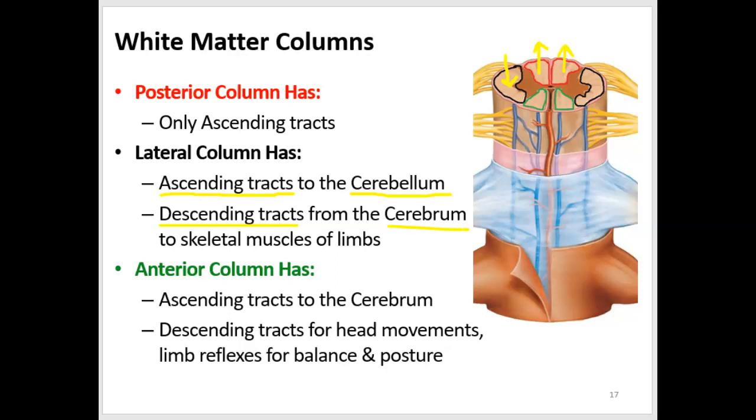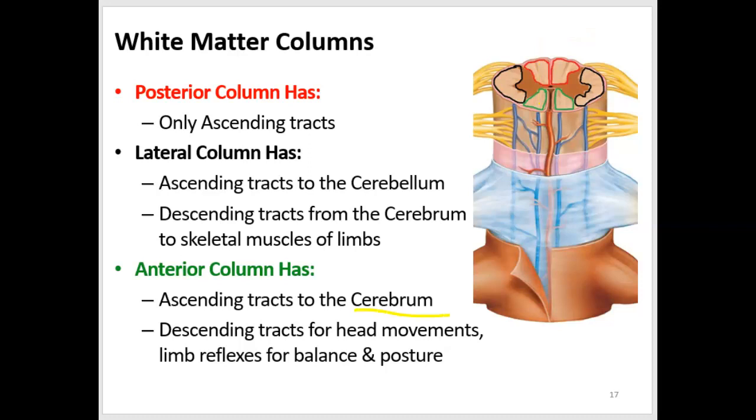Then the anterior column has both ascending tracts and descending tracts. So the sensory tracts, or the tracts that are ascending, are going to the cerebrum. So you can think of that as primary sensory. That's supposed to be primary and that's supposed to be an S. Clearly, I can't write with the mouse.